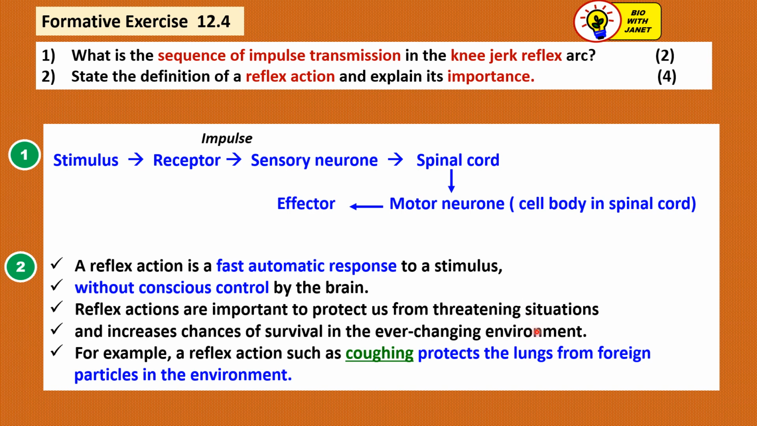So reflex actions are important to protect us from life-threatening situations, and it will increase the chances of survival for us in the ever-changing environment. Okay, so for example, a reflex action such as coughing can protect the lungs from foreign particles that may have been breathed in from the environment. So one tick is 1 mark here.